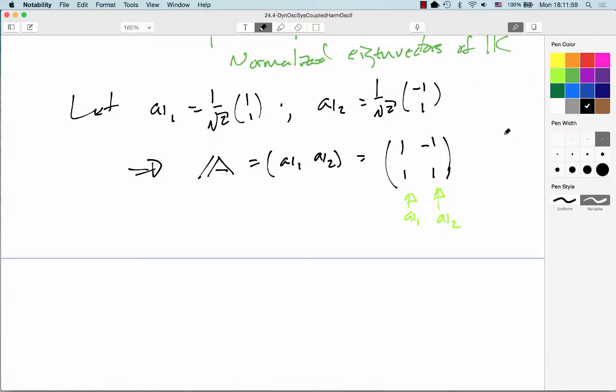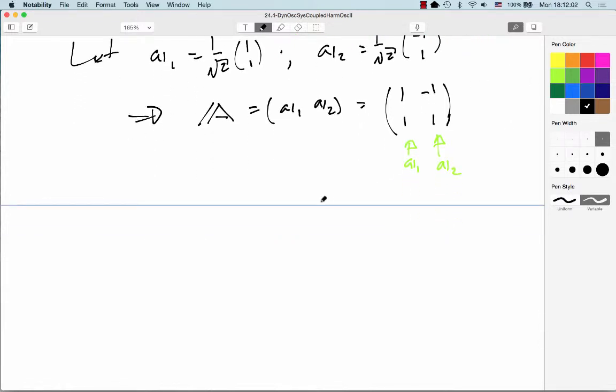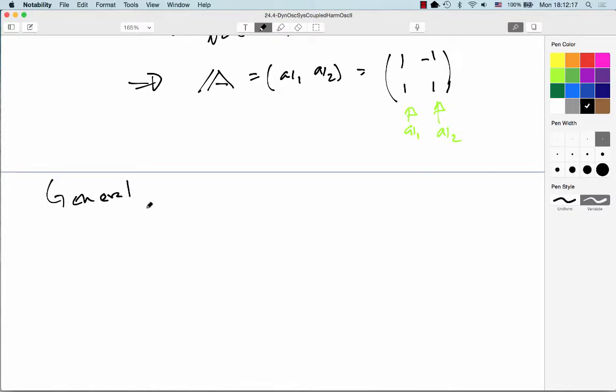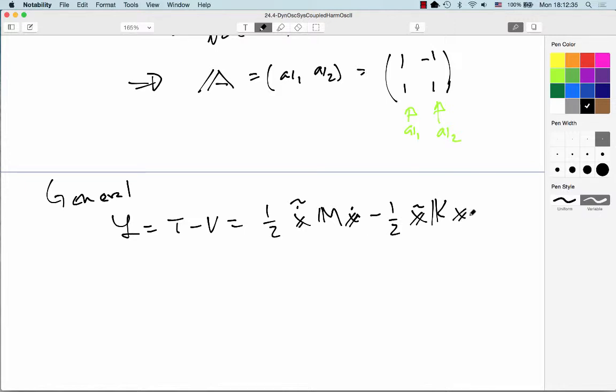Sometimes you may not be able to immediately guess the eigenvectors like we did there, but sometimes you can just stare at the Lagrangian for a while, and maybe you can find a symmetry there. So let's look at a more general case. We'll write that L is equal to T minus V, so that's still 1/2 x dot twiddle x dot, right? Minus 1/2 x twiddle K x.